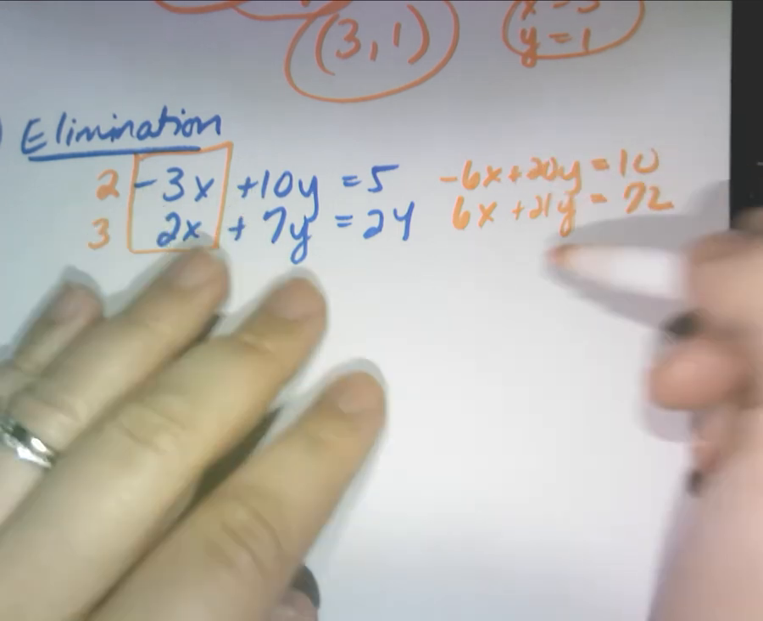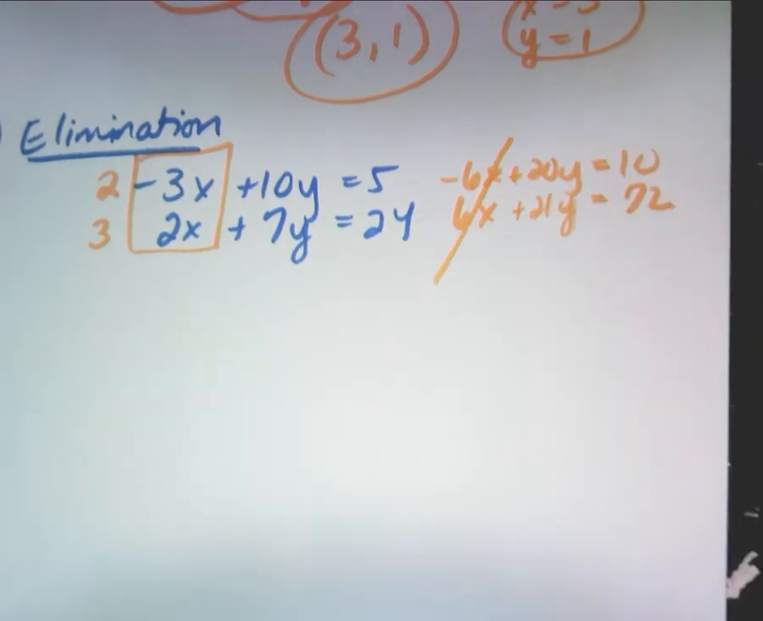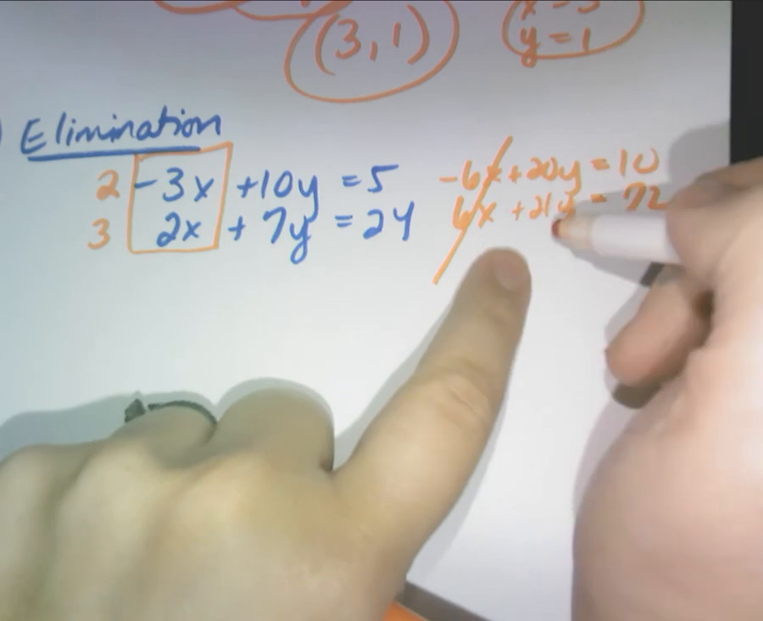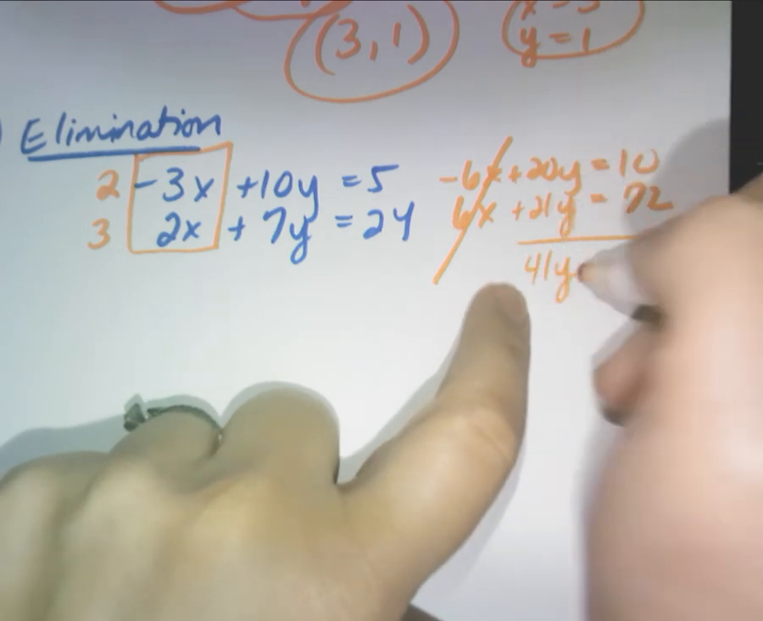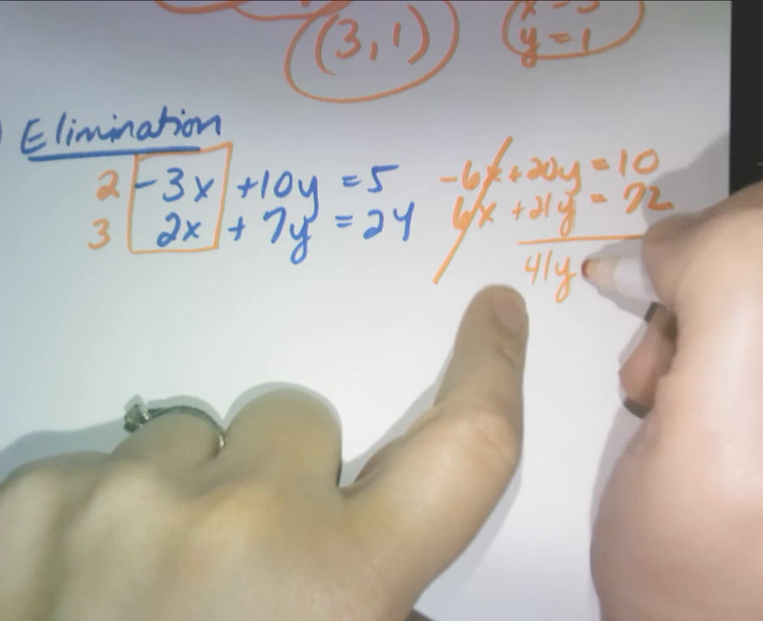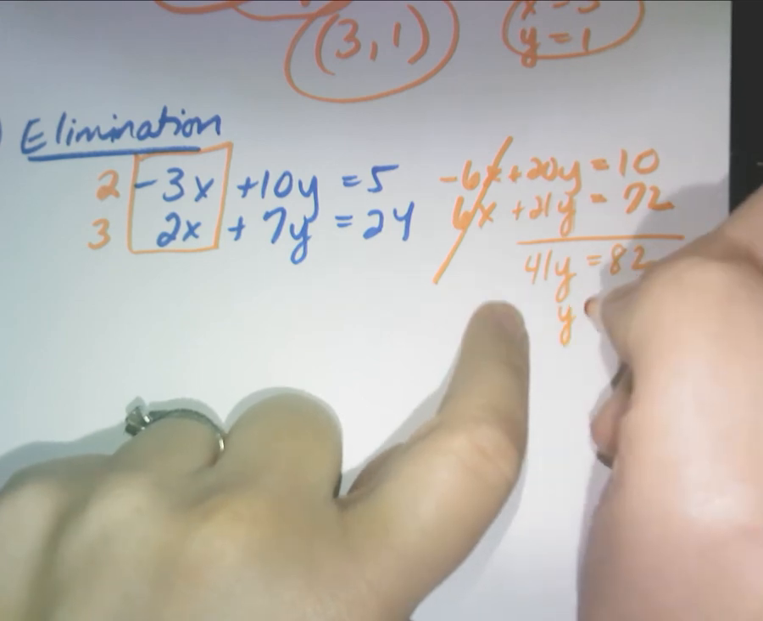Then once you get that, you just add them straight up and down, and then look what happens. Oh, it eliminates. Oh, it's gone when I add them straight up and down. 20y and 21y make 41y. 10 and 72 make 82. Oh, y is equal to 2.